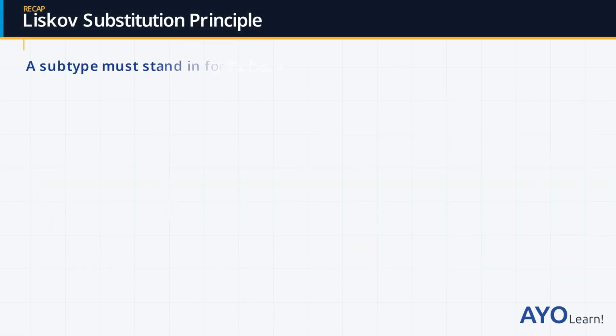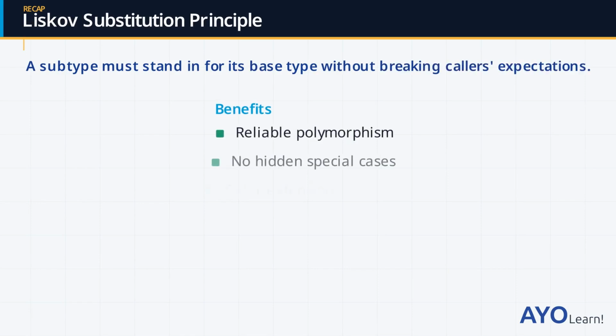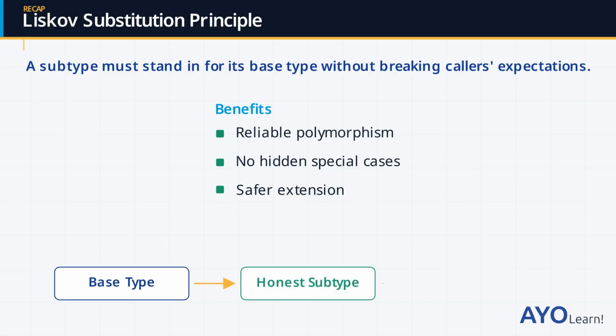The Liskov Substitution Principle ensures subtypes replace their base type without breaking callers' expectations. The result: reliable polymorphism, no hidden special cases, safer extension. Base type, honest subtype, trusting client.